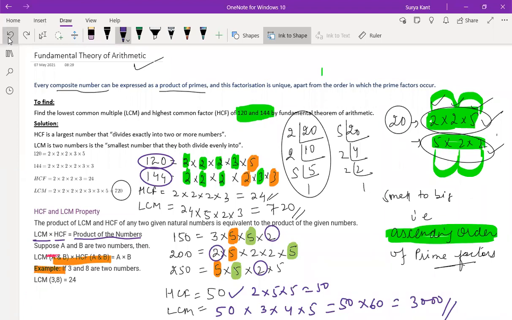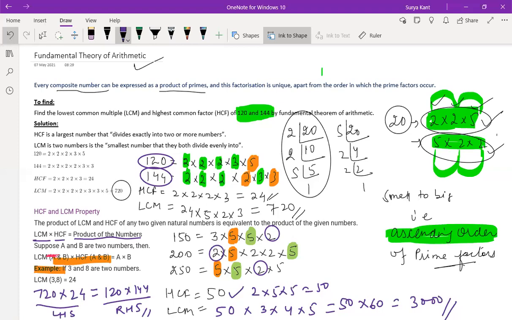So the LCM is 720 into 24, and you will get the product of the two numbers, that is 120 into 144. If you see this LHS part and RHS part, both will be equal. So the product of both numbers should be equal to LCM into HCF.